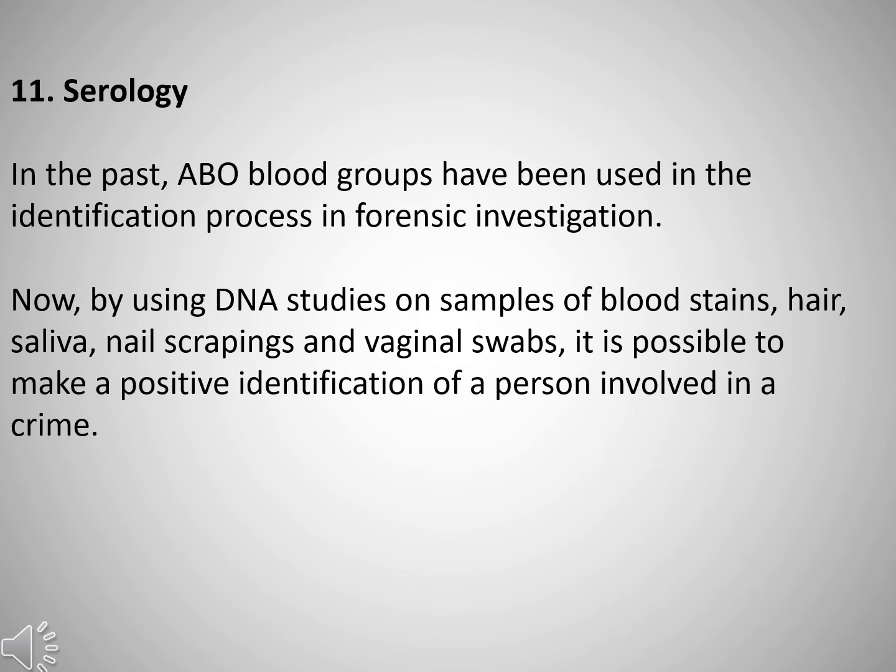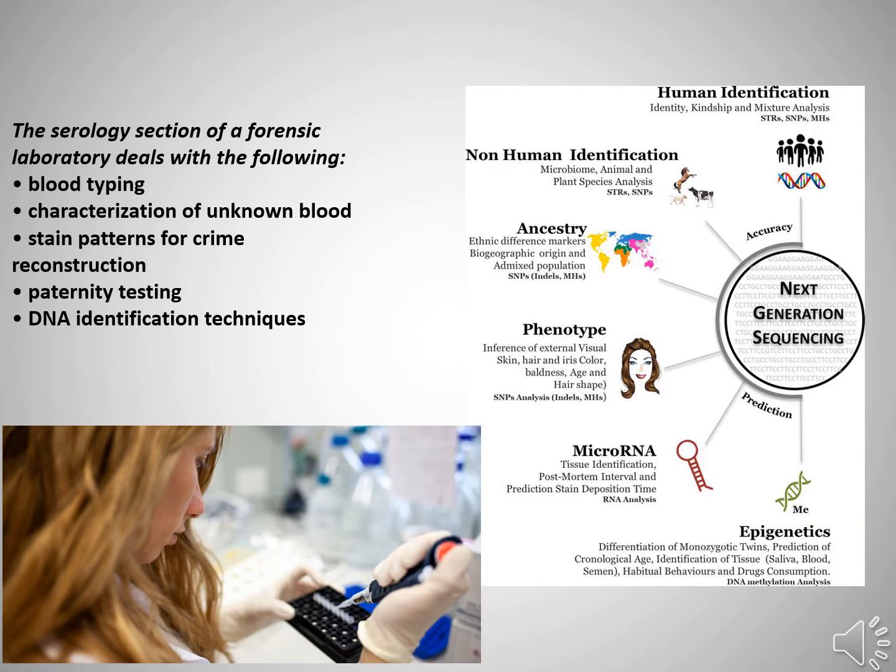Serology. In the past, ABO blood groups have been used in the identification process in forensic investigation. Now, by using DNA studies on samples of blood stains, hair, saliva, nail scrapings, and vaginal swabs, it is possible to make a positive identification of a person involved in a crime. The serology section of a forensic laboratory deals with the following: blood typing, characterization of unknown blood, stain patterns for crime reconstruction, paternity testing, and DNA identification techniques.